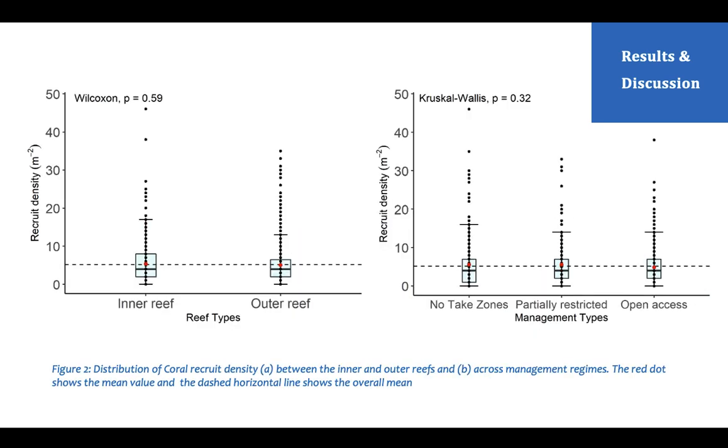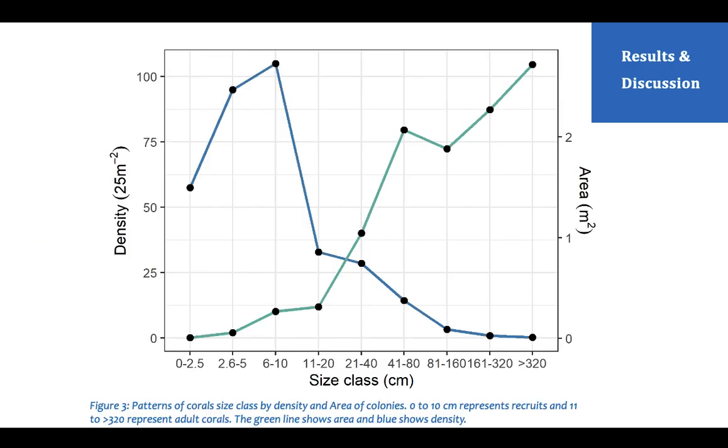We also checked between the inner reef and the outer reef, and between the management regimes, and we did not see any significant difference; the recruit density was almost similar. For the recruits, we consider colonies with a diameter of less than 10 centimeters, and if it is more than 10 centimeters, we consider it to be adult.